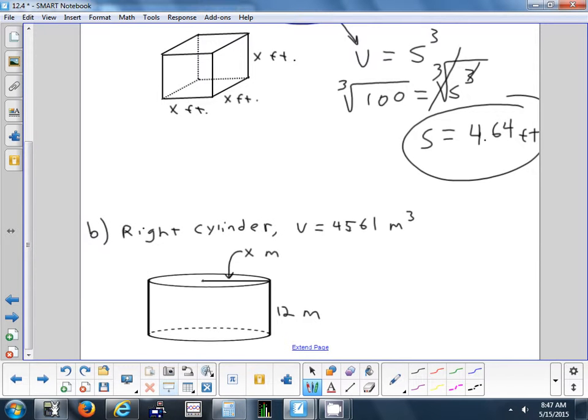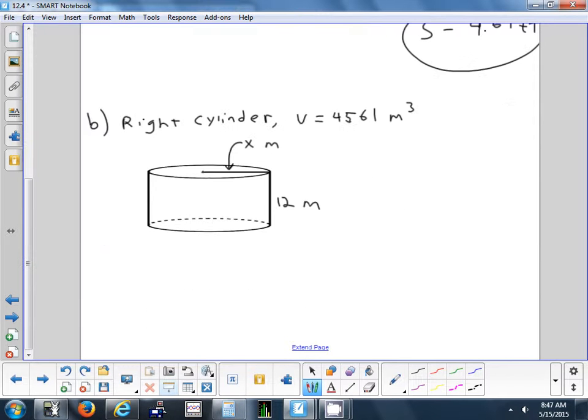All right, so let's try finding the volume of this cylinder. Actually, they give us the volume. Let's try finding the radius. So try the density.